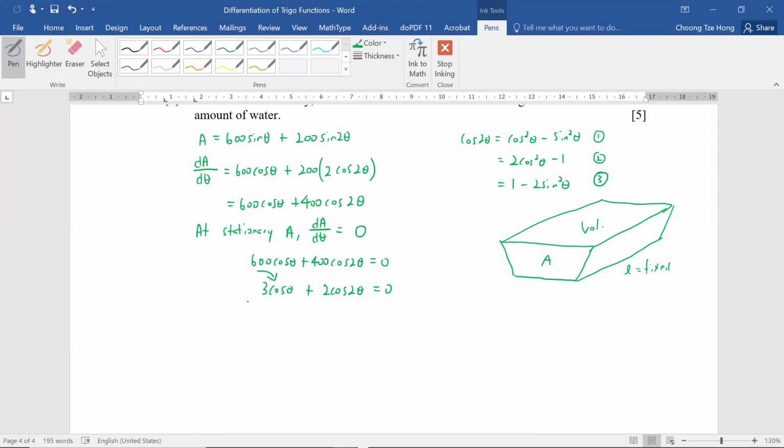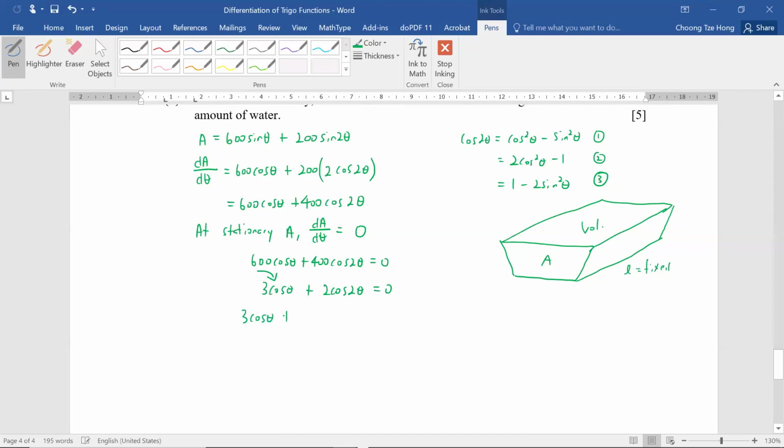So in this case, it's cosine theta, right? The one that we choose should be number 2, because number 2 also got cosine theta only. So by putting in number 2, the whole equation will just have one type of trigo ratio, which is cosine theta. Right, so do keep this in mind while solving trigo equations.